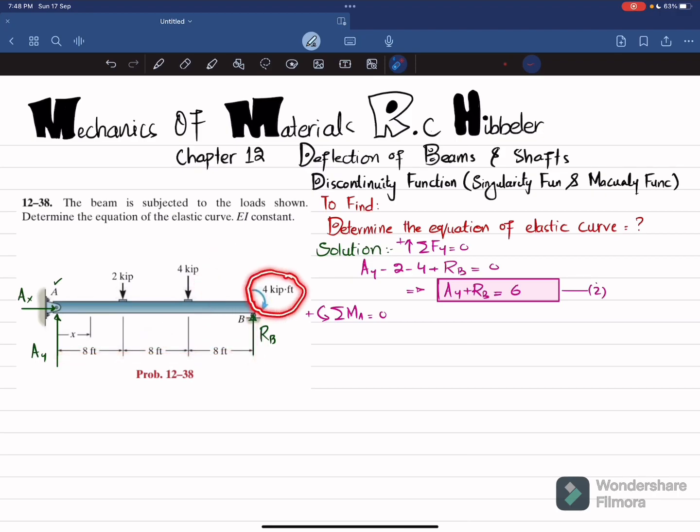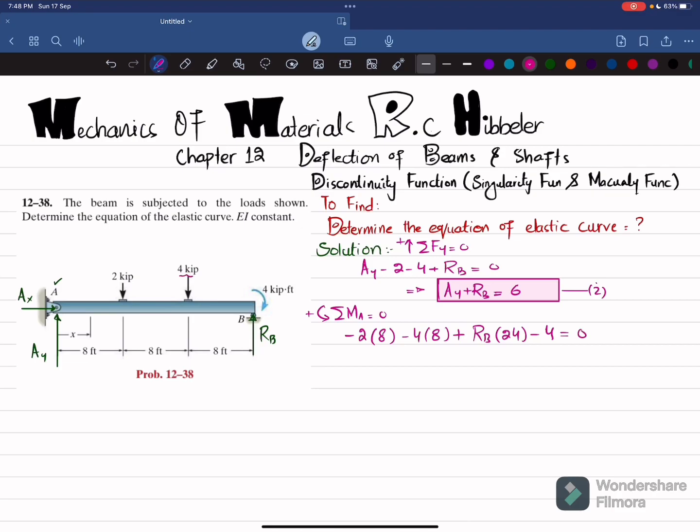And the last movement is this external movement which is clockwise, that is negative there. But the sum of all movement above point A will be 0. So I will write minus 2 into 8 minus 4 into 8 minus RB plus RB into 24 minus 4 is equal to 0.